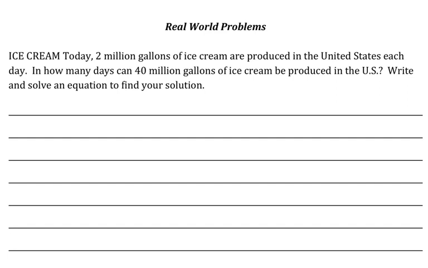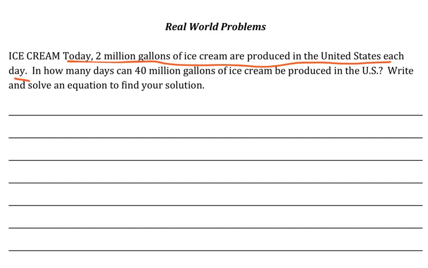Well, the confusing part of this is just deciding what's to be compared and what's equal. So looking only at the first sentence, you can get a highlighter out and highlight that if you want to chunk this. But 2 million gallons of ice cream are produced in the U.S. each day.